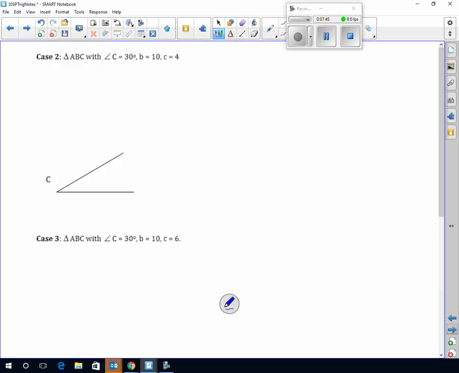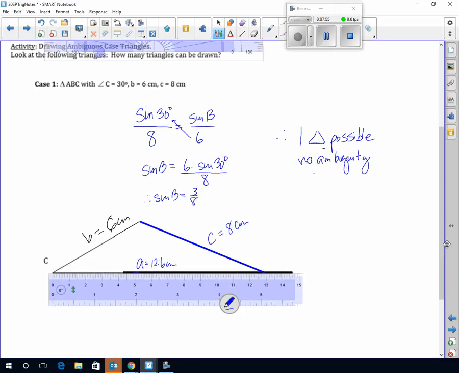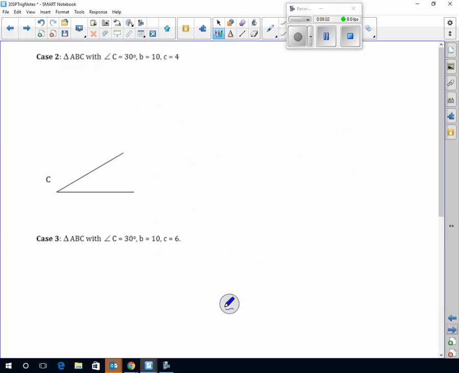And again, I pre-made 30 degrees. You can verify that. Maybe I should have written that in here. Verify 30 degrees by using your protractor. Does everybody agree this is 30 degrees? Yeah? Okay, so this time B is 10. I didn't put the units, sorry about that. It should be 10 centimeters. And C is 4 centimeters.